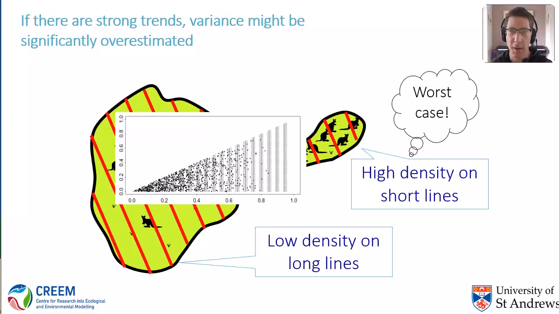So in a simulation study, of course, you can lay down lots and lots of replicate lines over this area and see how much the encounter rate really varies. And that random variance estimator produced a strong overestimate.